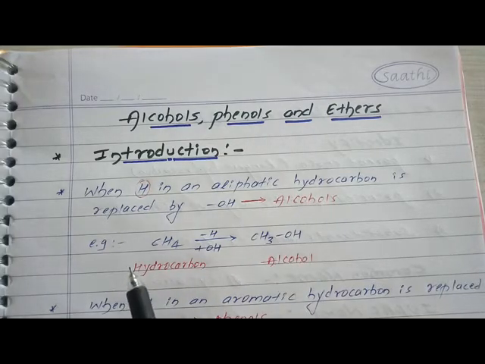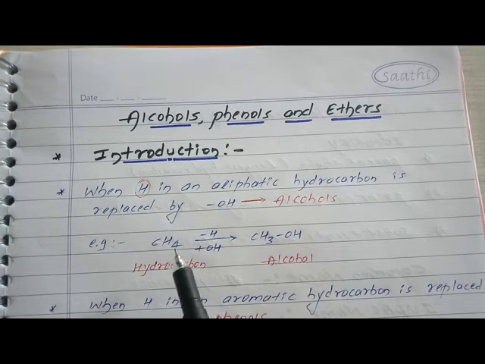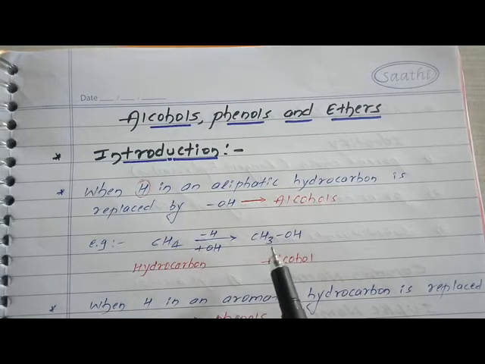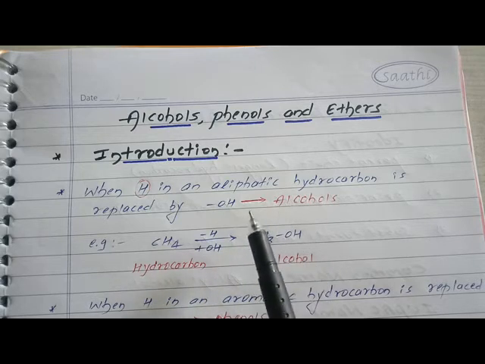Now for example, we have CH4, that is a hydrocarbon. Suppose I replace one of the hydrogen atoms from this hydrocarbon, and in that place I add this OH group, that is the hydroxyl group. We'll get, students, CH3OH, and this is called a simple alcohol. So I think the definition of alcohols is clear now: when a hydrogen in an aliphatic hydrocarbon is replaced by an OH group, we'll get an alcohol, students.